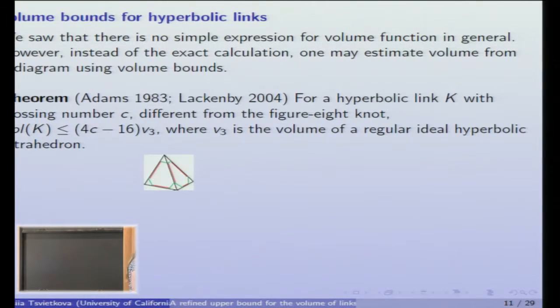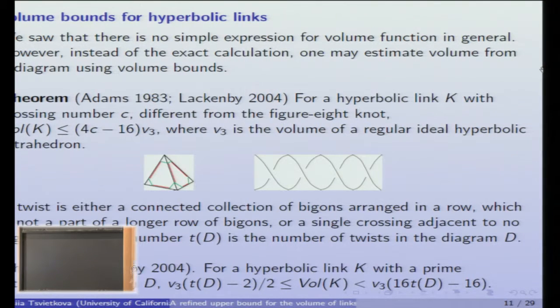And so let me give a quick review of the bounds that existed before. Perhaps the earliest one was due to Adams in his thesis, and later it was recovered by Lackenby. For a hyperbolic link with crossing number C, different from the figure 8 knot, the volume is at most 4C minus 16, multiplied by the volume of the regular ideal hyperbolic tetrahedron. And Lackenby also improved this because he looked at twists. A twist is either a connected collection of bigons arranged in a row, which is not a part of a longer sequence of bigons, or just a single crossing.